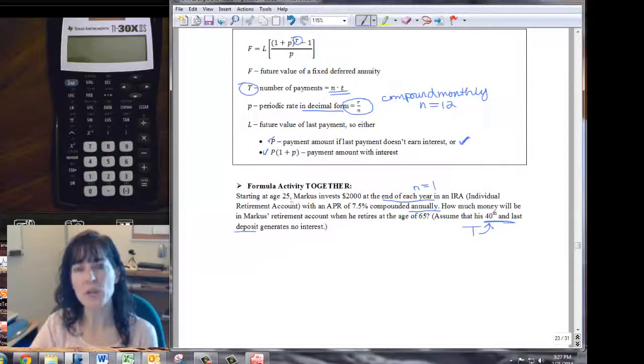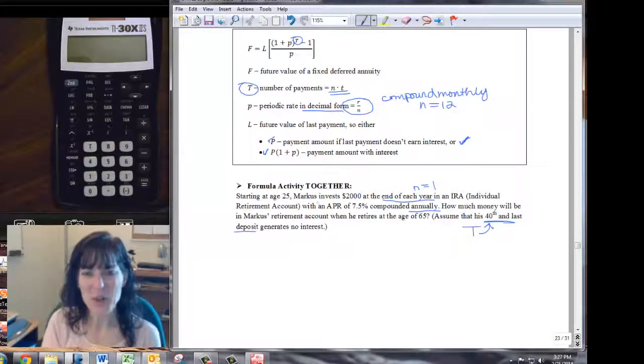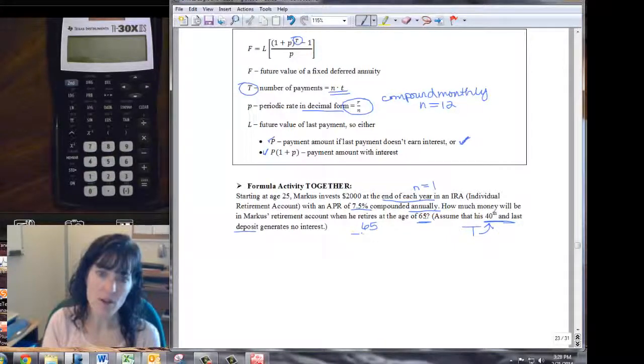So presumably you'll have a lower interest rate at that time, so it's kind of a tax sheltered account, and it's perfectly legal. Okay, so you have an APR of 7.5% compounded annually. How much money will be in his retirement account when he retires at the age of 65? Now I could just take 65 minus 25, and I would get 40, which would tell me 40 years.